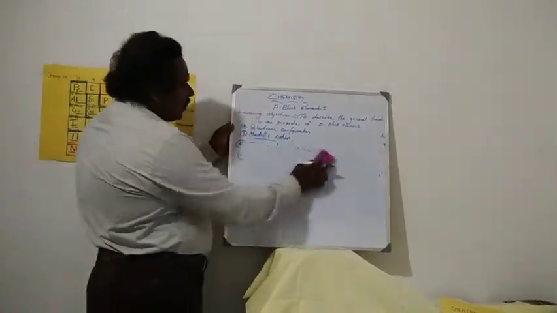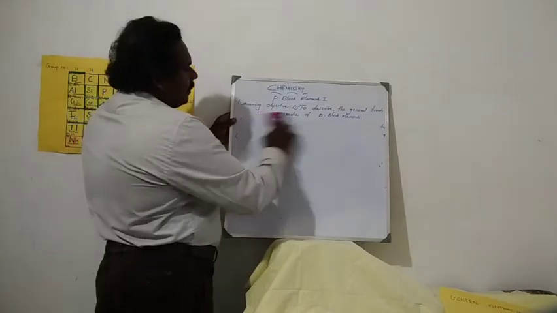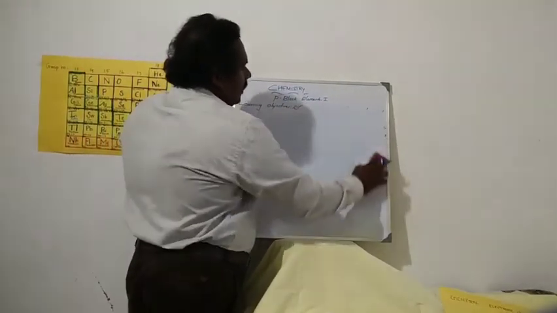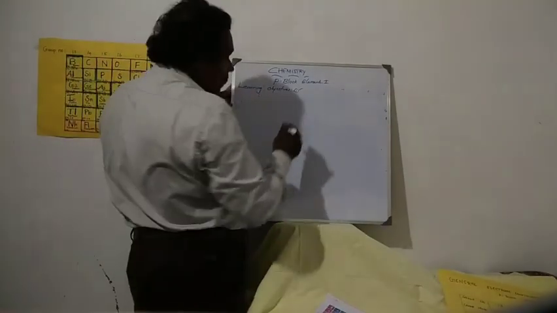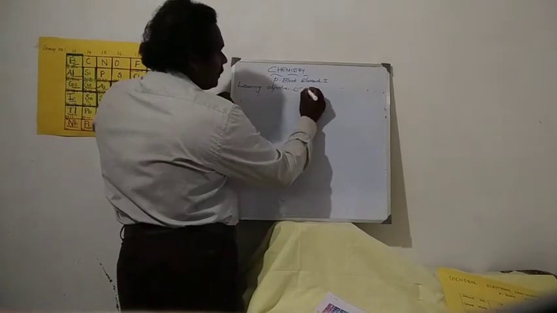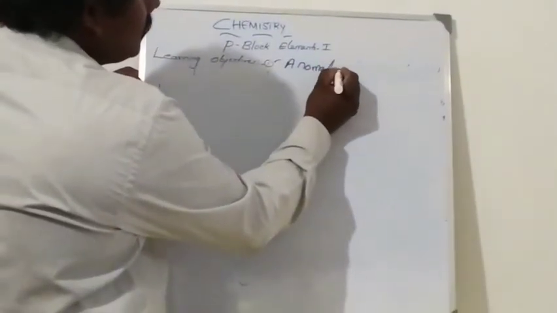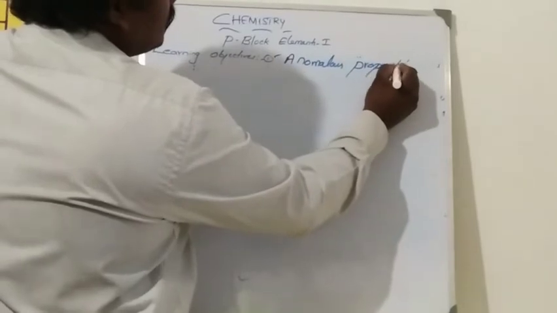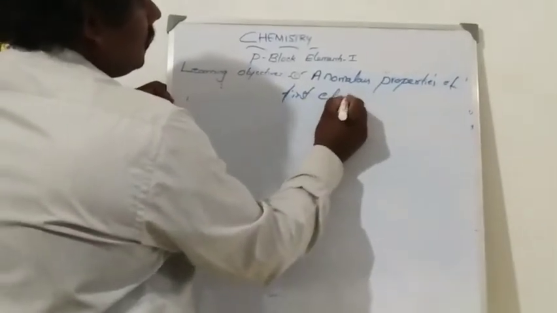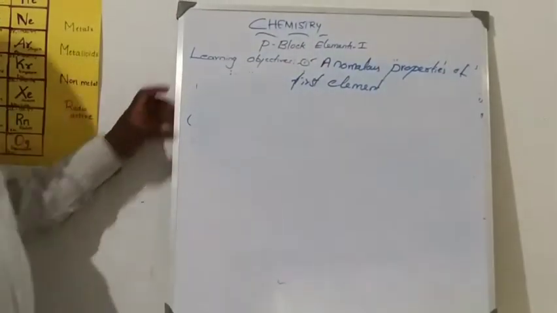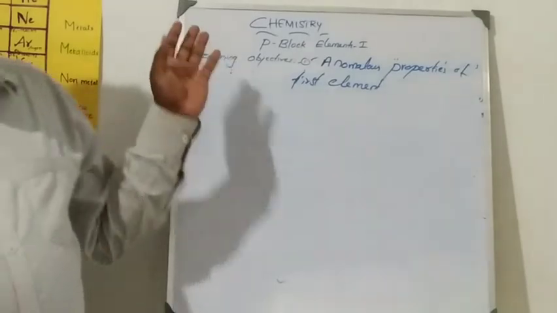The second objective: to learn about the anomalous properties of the first element. This is learning objective 2.